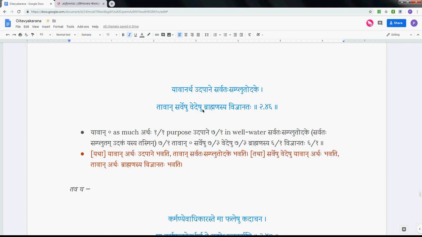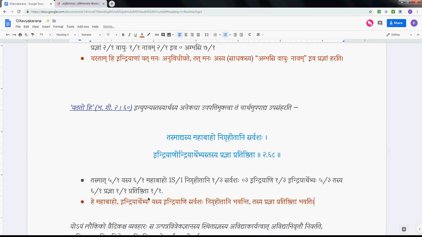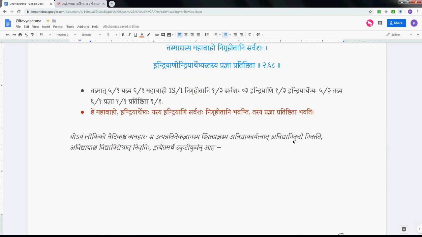Then tavan sarveshu vedeshu, in all the vaidika, and by extension the bhashyakara said laukika karma also. In vaidika karma itself nitya naimittika karma is not there, then what to talk about kamya karma, whether it is in the shruti, not opposed to shruti, or laukika which is driven by ragadvesha. One does not have any ragadvesha, there is no one other than oneself. Therefore, all that artha is met, purushartha siddhi has happened. Therefore avidya nivrutta nivartate, therefore laukika vaidika karya nivartate.